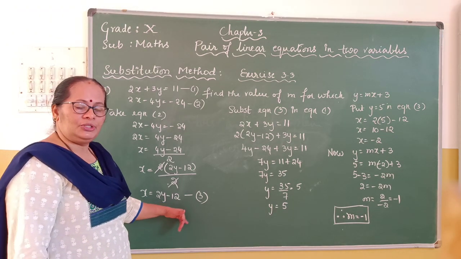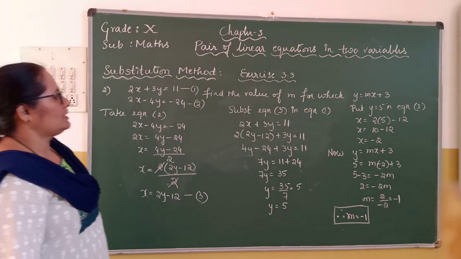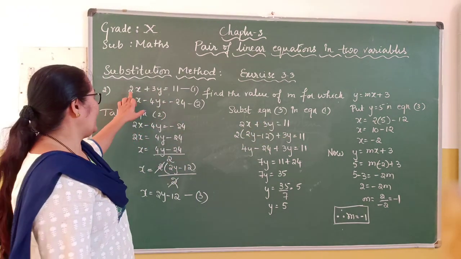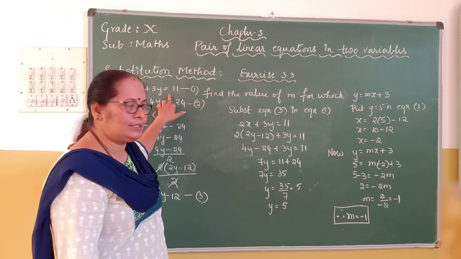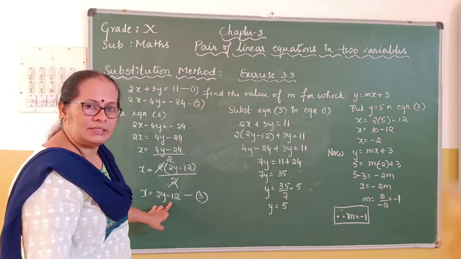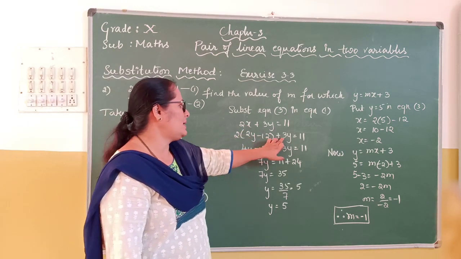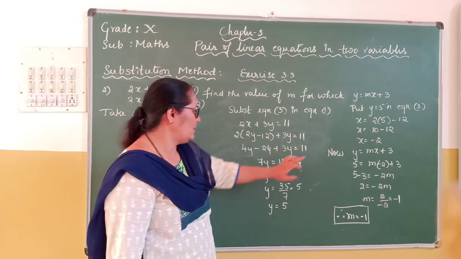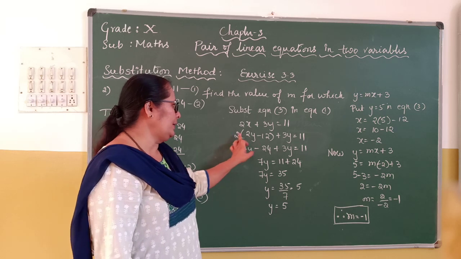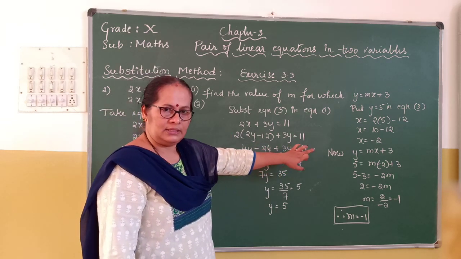Now this equation 3 you have to substitute in equation 1. So substitute equation 3 in 1. Then you get 2x plus 3y equals 11, where x is 2y minus 12. So 2 times (2y minus 12) plus 3y equals 11. So multiply 2 into 2y is 4y. 2 into minus 12 is minus 24, plus 3y equals 11.